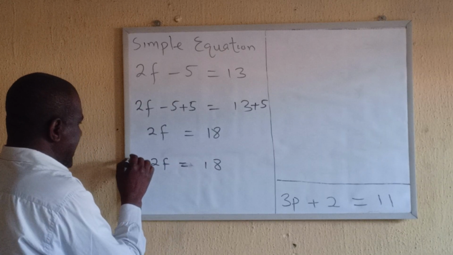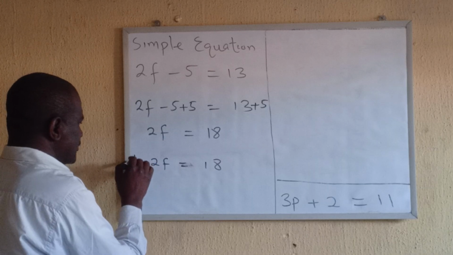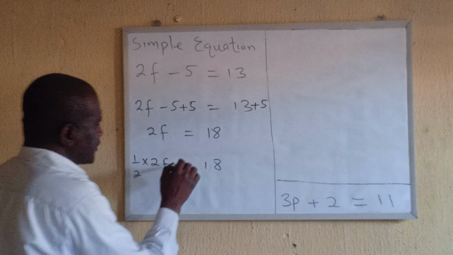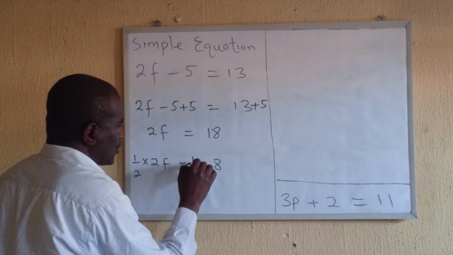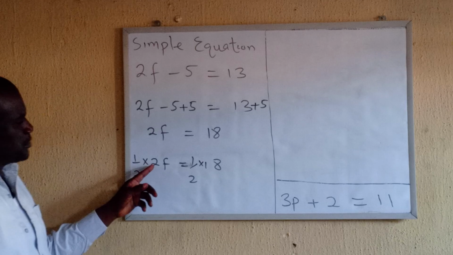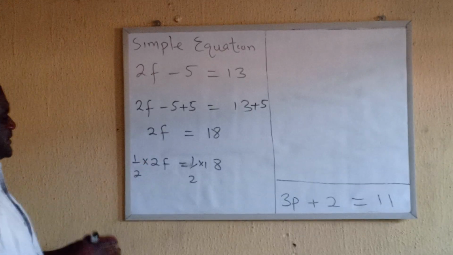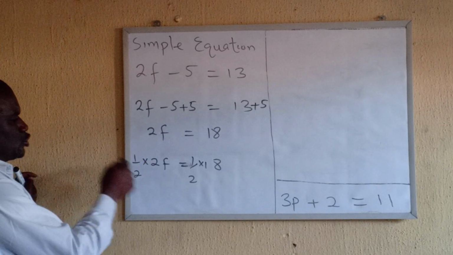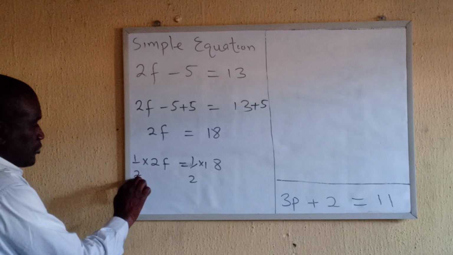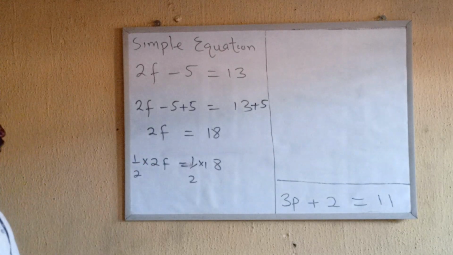So I will multiply 1 all over 2 on the left hand side. I'll equally multiply 1 all over 2 on the right hand side. Why am I multiplying? Because I want to remove this 2. This 1 all over 2 is the multiplicative inverse of 2, meaning that the 2 must be down for it to cancel the 2 that is on top.